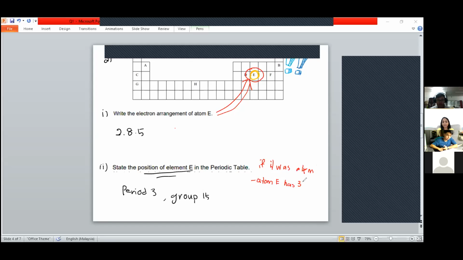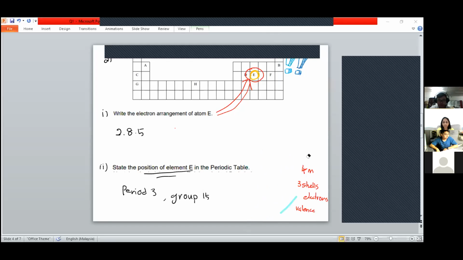Atom E has 3 shells, occupied or filled, it doesn't matter, with electrons. And for group 15, atom E has 5 valence electron. Not number of valence electron, 5 valence electron. Is everybody clear about that? Yes, sir. Okay, go on.